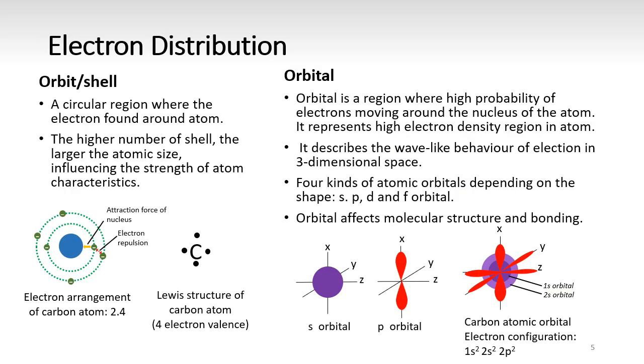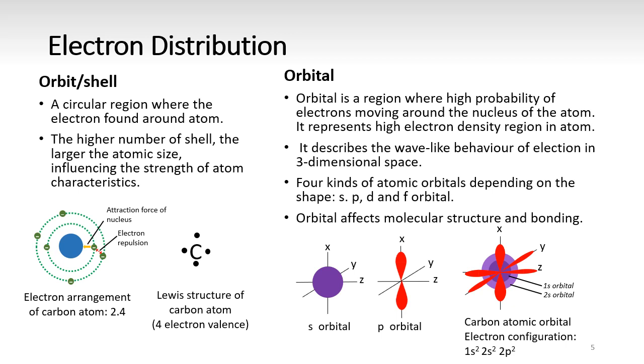Even though electron moves freely around the nucleus, the electron still has movement restriction due to attraction force of nucleus and electron repulsion. This shows that it is important to specify the electron distribution in the atom. Two general terms are introduced relating to electron distribution. The first term is orbit, also called shell. It is a circular region where the electrons are found around the atom.